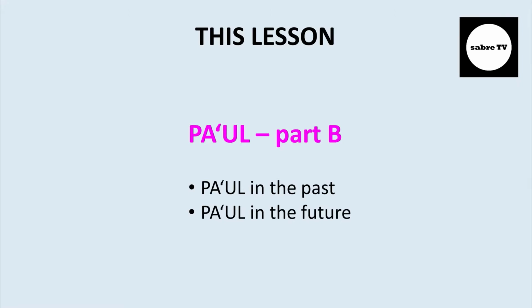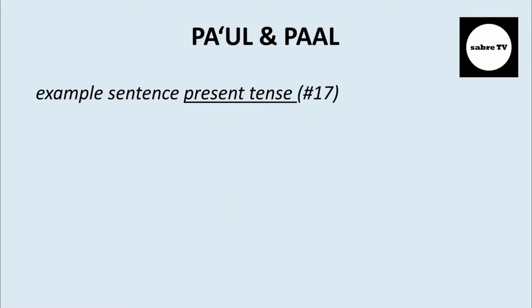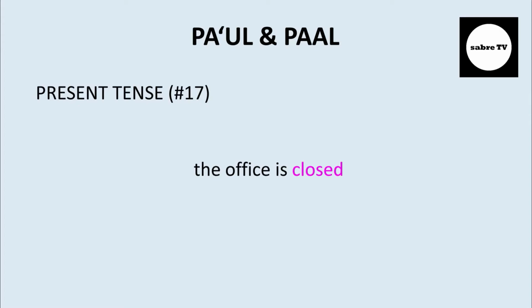So guys, before we start with past tense and future tense, let me show you again the sentence we used the last time in video number 17. It was the example sentence for the present tense. The office is closed. Well, this is not the sentence we are going to put into past and future tense. How did we say that actually? Do you remember? The office is closed. המשרד סגור. Closed is סגור. So keep that in mind, that one part you already learned.